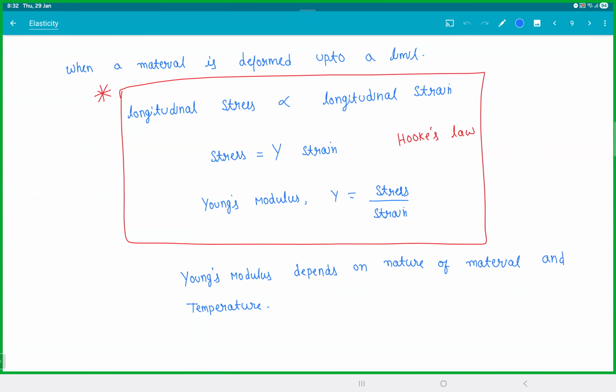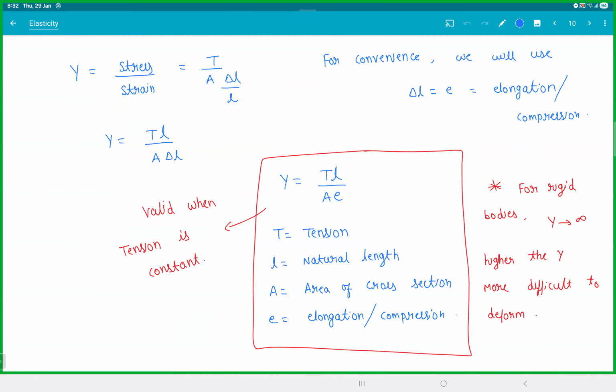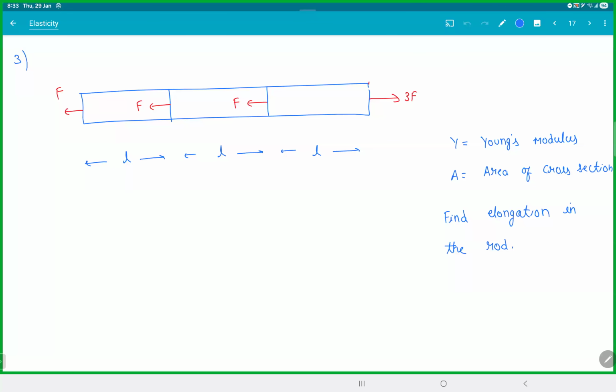Then when you take the ratio of longitudinal stress by longitudinal strain, you get something called Young's modulus, which is Y. From there, we got this formula TL by AE. T is the tension, L is the natural length, A is the area of cross section, and E is the elongation. There, we are just playing with this one formula so far. So, last thing that we did was this sphere.